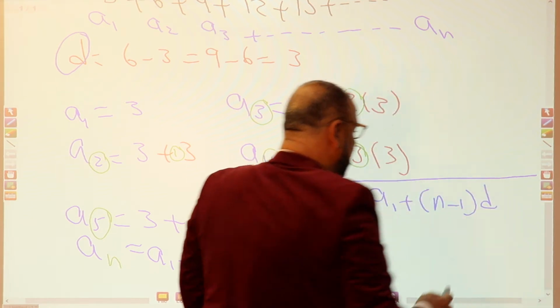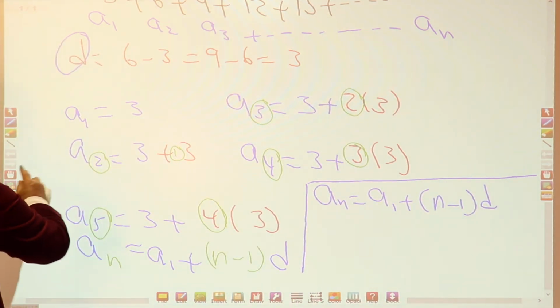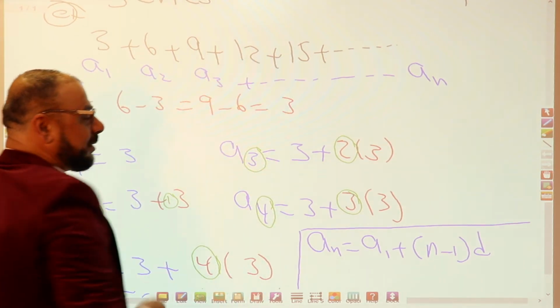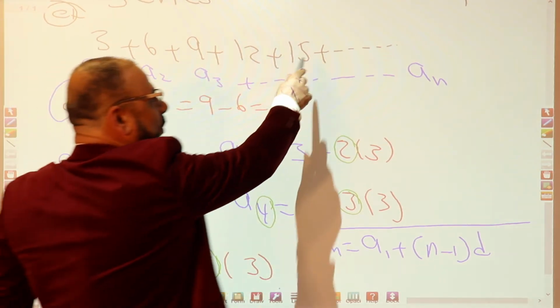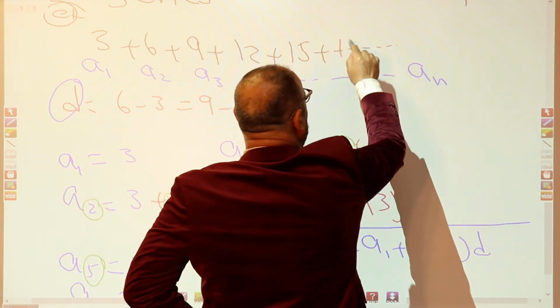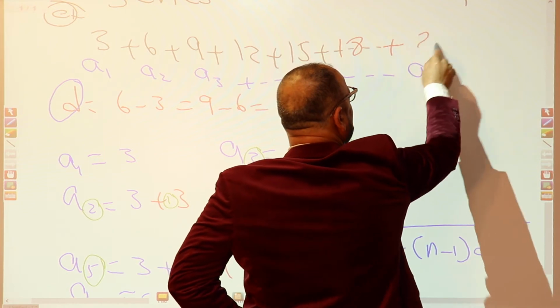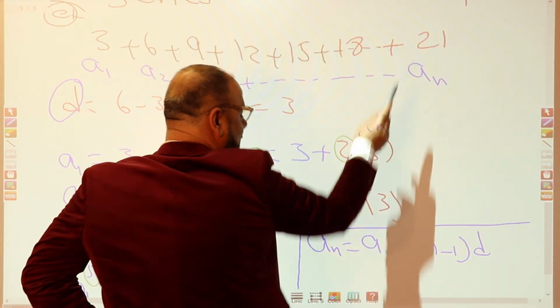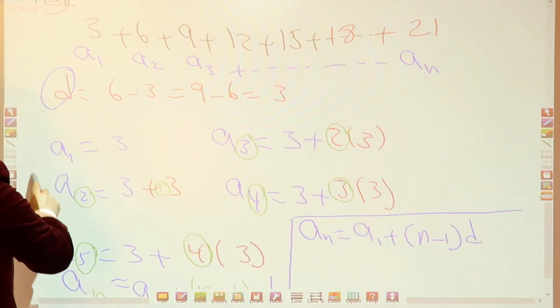times d. Let me try it. Let me go to this sequence here: 1, 2, 3, 4, and 5. What's the number after that? 18. What after 18? 21, which is the 7th term, right? Then the 21 is the 7th. Let me just try it to see if I'm good.